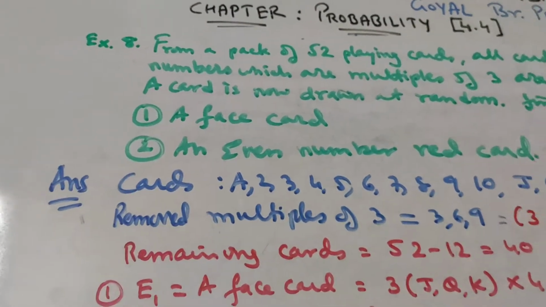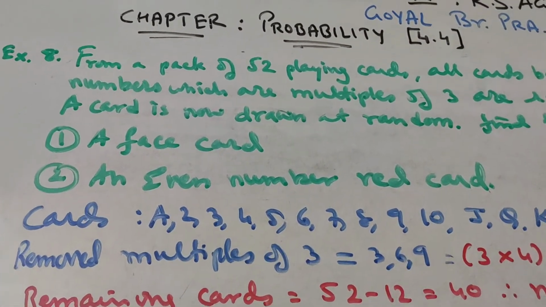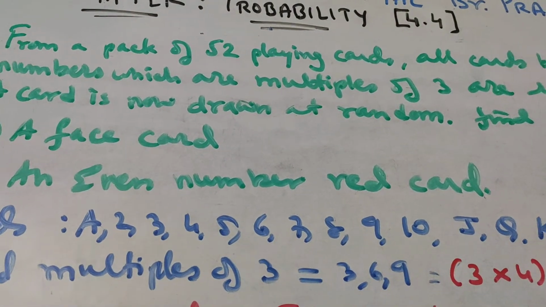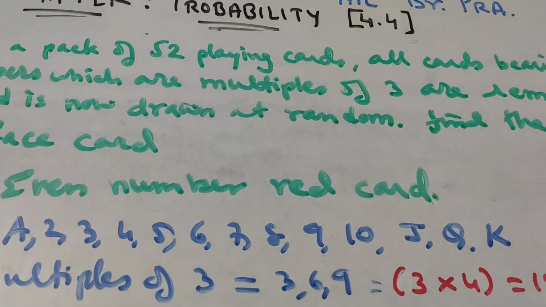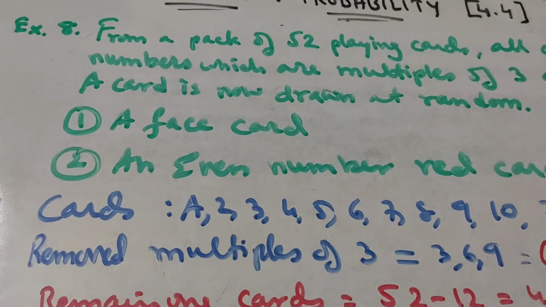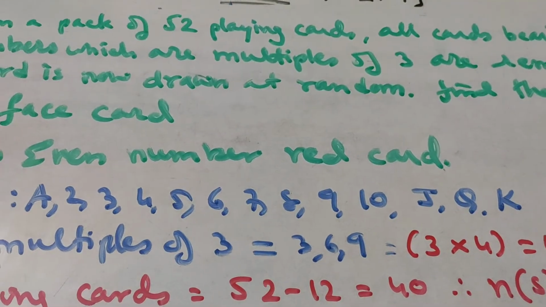So first of all, we'll work it out like this. First of all, we'll write the cards. Which are the cards? Ace, it's not 1, it's ace, 2, 3, 4, 5, 6, 7, 8, 9, 10, jack, queen and king. Now which cards are removed? The removed cards are the multiples of 3, that is 3, 6 and 9.